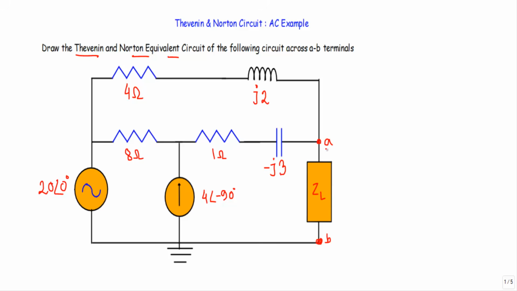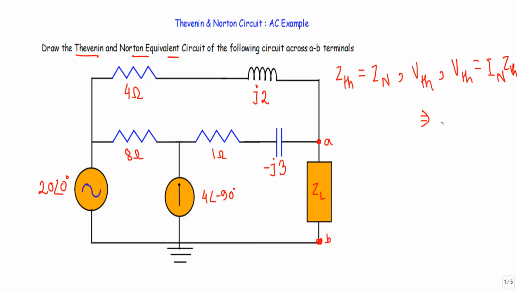See, we have to draw the Thevenin equivalent circuit across these A and B terminals, and across these A and B terminals we have this load impedance ZL connected. To draw the Thevenin and Norton equivalent circuit, at first I will remove this load impedance ZL. After that I will calculate Thevenin impedance ZTH, which is equal to Norton impedance ZN. After that I will calculate Thevenin voltage VTH. After calculating VTH, I will take VTH and Thevenin impedance ZTH.